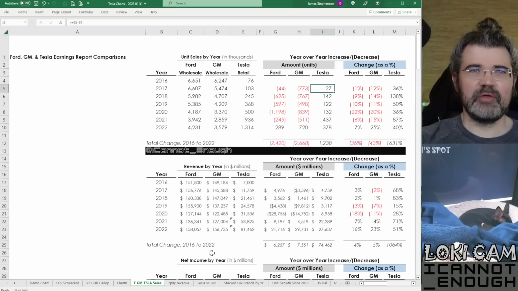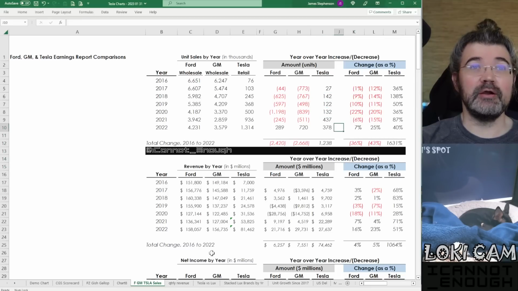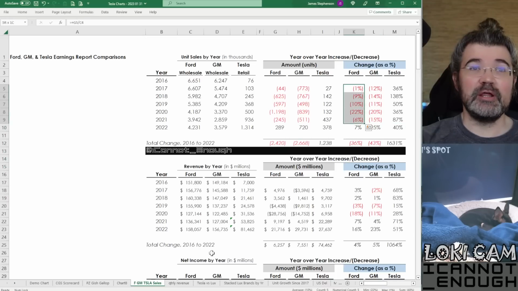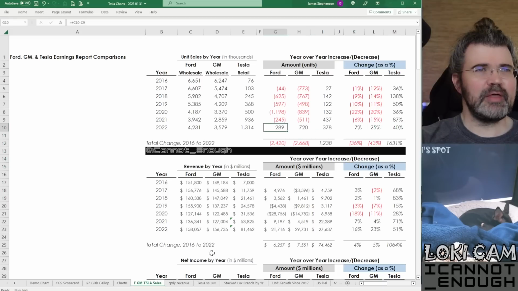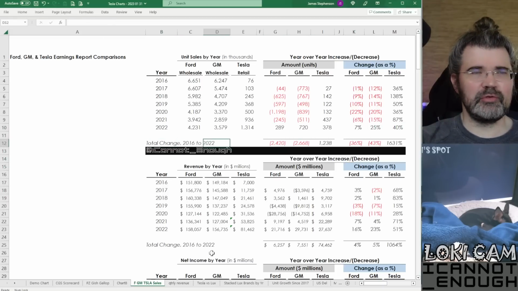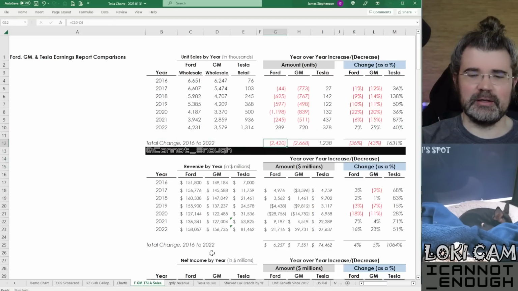Tesla has increased its sales every single year, pandemic or not, chip shortage or not. Tesla's unit sales have been increasing every year. And then over here you've got those as percentages. So in percentage terms versus the prior year, how are you doing? And then below that, I put a total change 2016 to 2022 line.